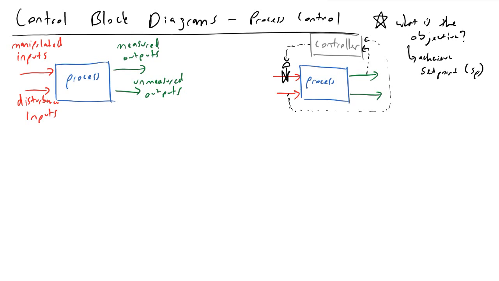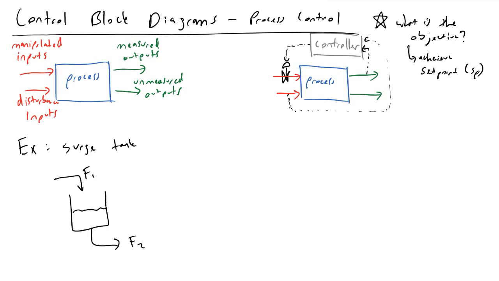To actually get down to an example situation where we can start working with a story, we're going to look at a surge tank. In this surge tank, we have some kind of feed coming in. We have a tank with a liquid inside of it, and then we have some exit or effluent stream F2. And the tank will have some height H inside of it.